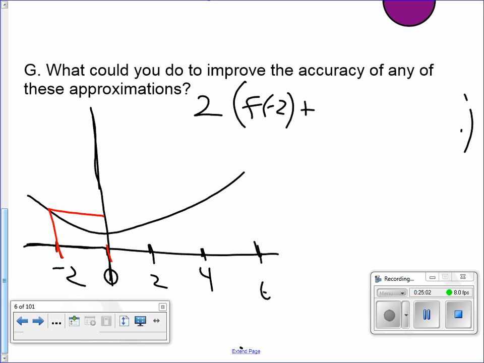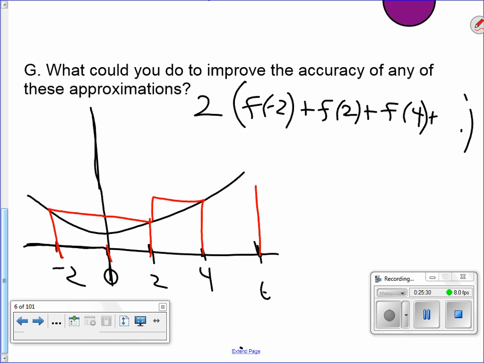How about for the next rectangle? We're looking for the greatest y. Where does it occur? At 2. Next one, f of 4. We're always looking for the hot corner. And the last one, the f of 6.